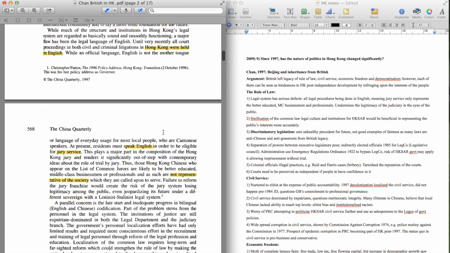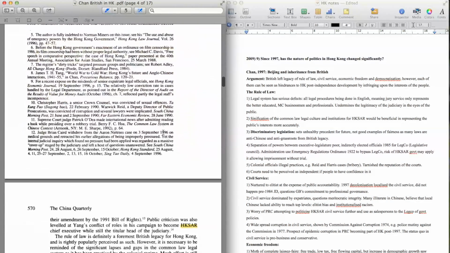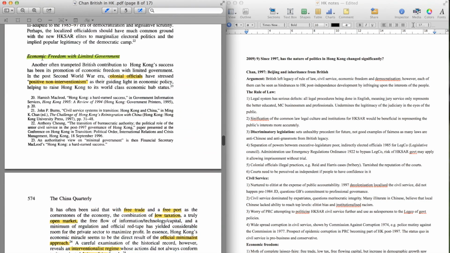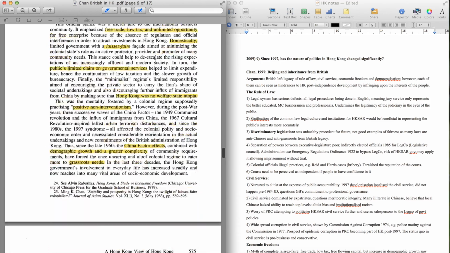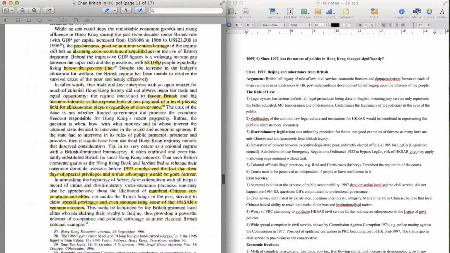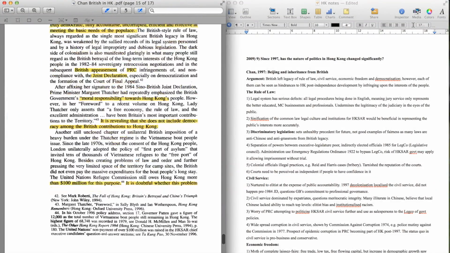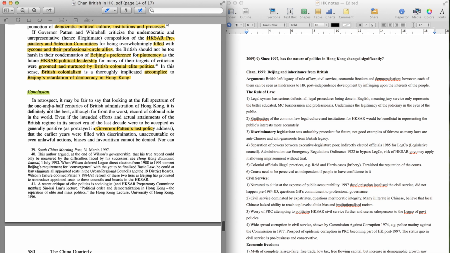So we've got the rule of law, quickly skimming through again. We've got the civil service is going to be there. And then I'm thinking, okay, right, there's the next one there. It's economic freedom with limited government. And then I also come across the democracy issues that it's going to be exploring. And then bang, I know here is the conclusion because I read it just a second ago.